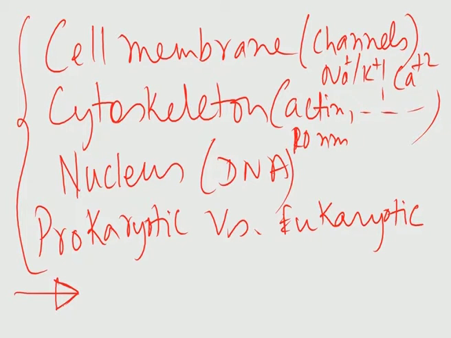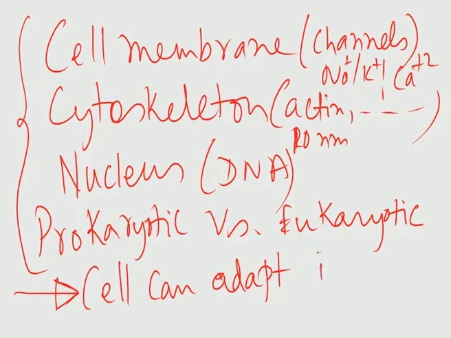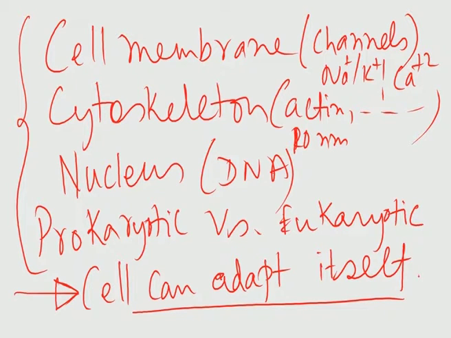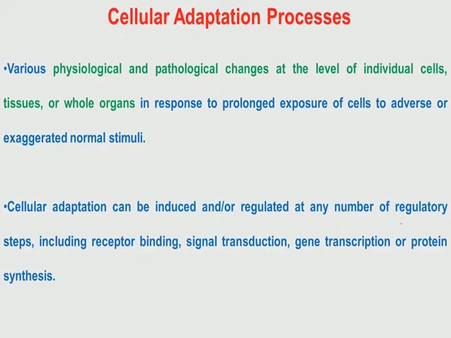Having said that, you have to see how a cell can adapt to an external environment. So, a cell can adapt itself. Now, this cellular adaptation process has manifestations in terms of the way cells function on a material surface, as well as how cells respond to external stimulus.